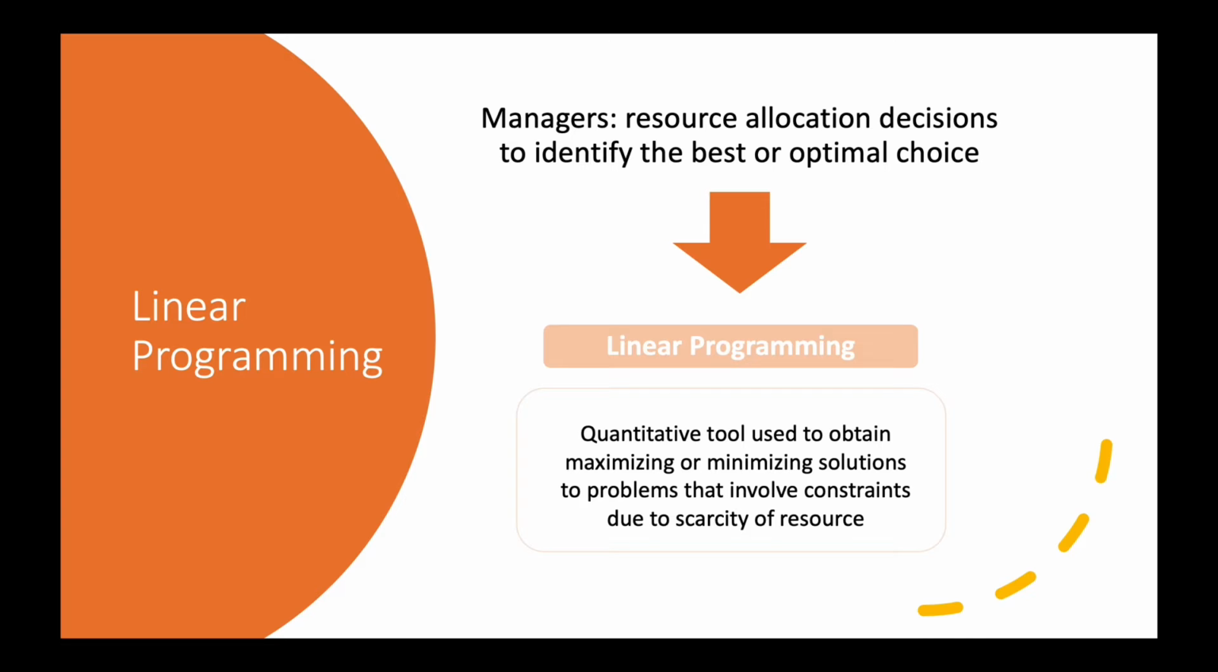The main challenge of production planning, therefore, is finding an optimal solution while taking a wide variety of conditions into account. One method that helps to achieve this goal is linear programming, a quantitative tool used to obtain maximizing or minimizing solutions to problems that involve constraints due to scarcity of resources. These objectives and constraints of linear programming problems are expressed in terms of linear equations or inequalities.